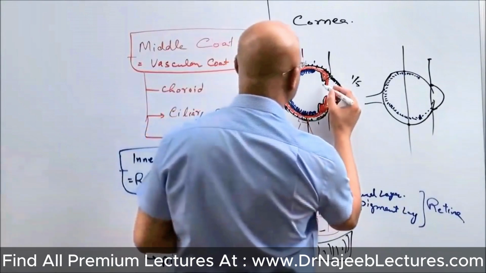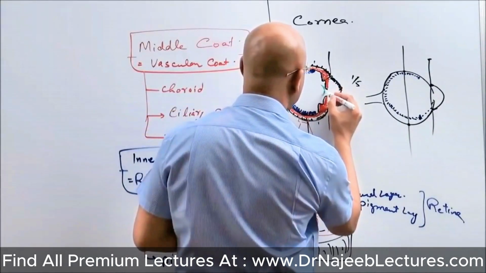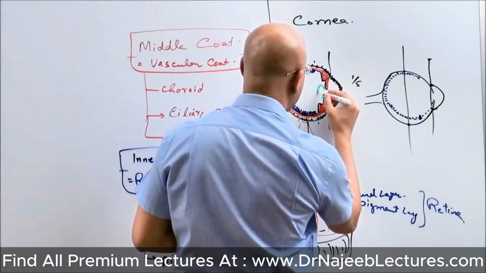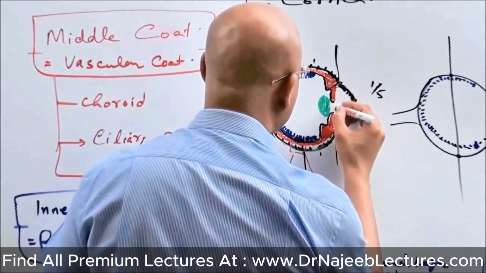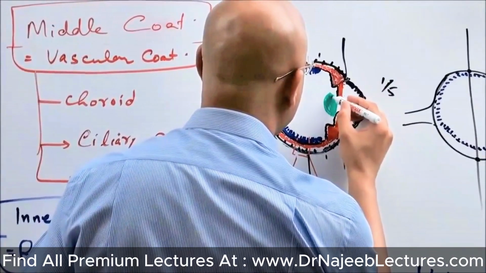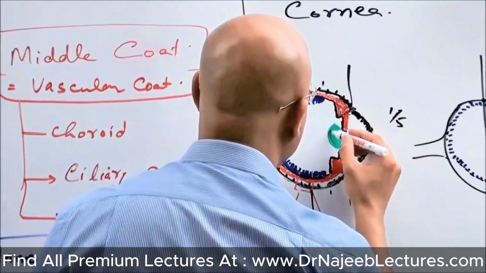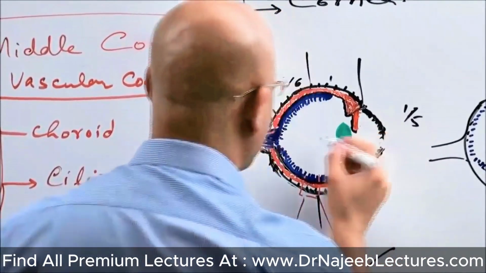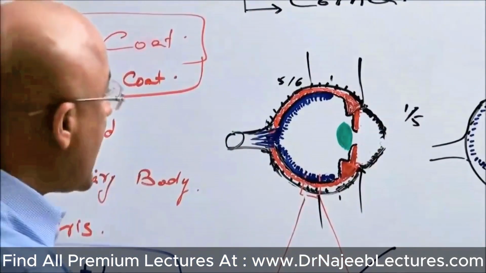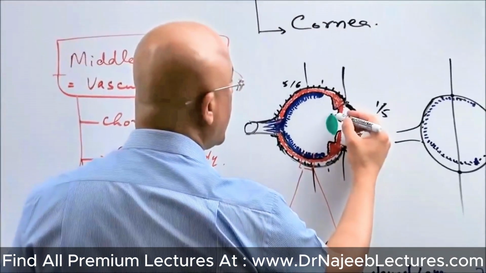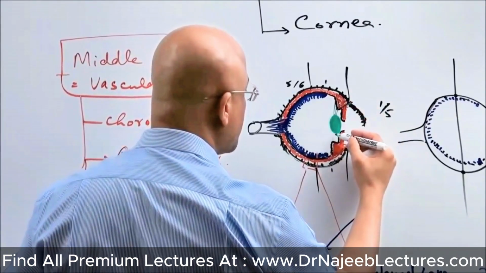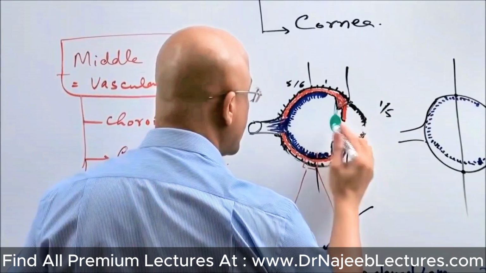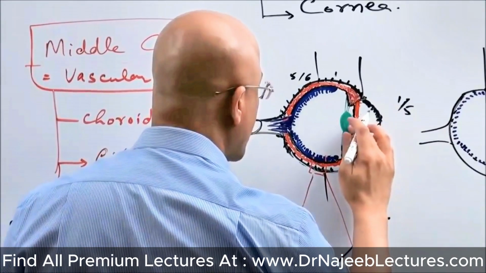Here is your lens. What is this? This is your lens. The lens is a transparent disc which lets the light pass and helps the light to focus properly on the retina. The lens has special ligaments which are attached to the ciliary body, and it is held in position with the ciliary body.